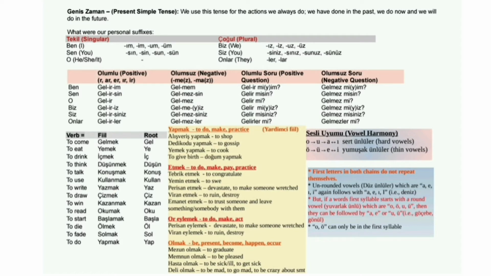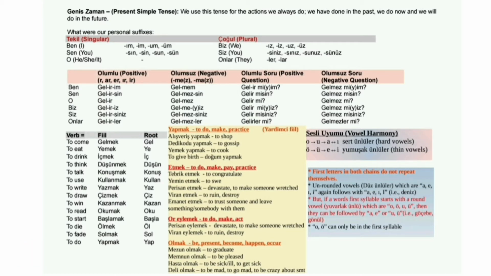So let's go back to our example. What we have said for positive sentence, olumlu cümle: gelirim, gelirsin, gelir, geliriz, gelirsiniz, gelirler. But what about negative sentence? Olumsuz cümle. Remember what we have said in our previous lessons. We can make our sentence a negative sentence by adding me or ma. Here in this tense, it can be mez or maz.